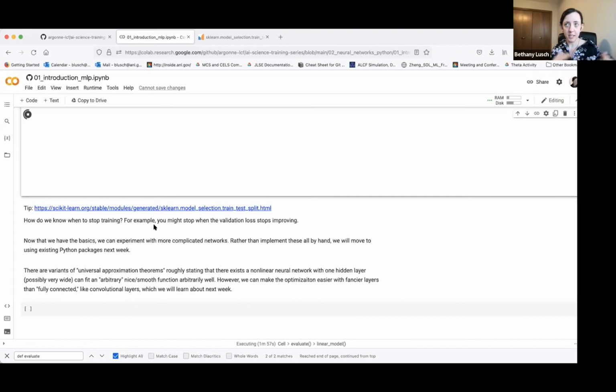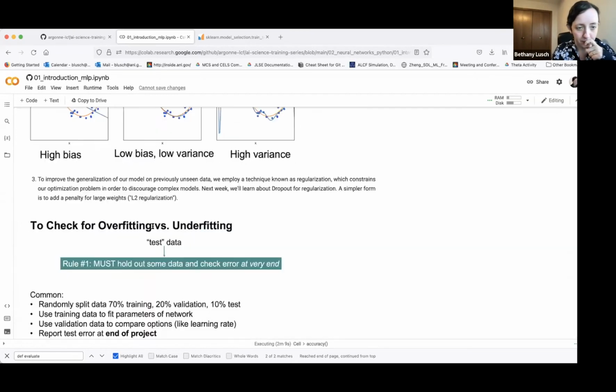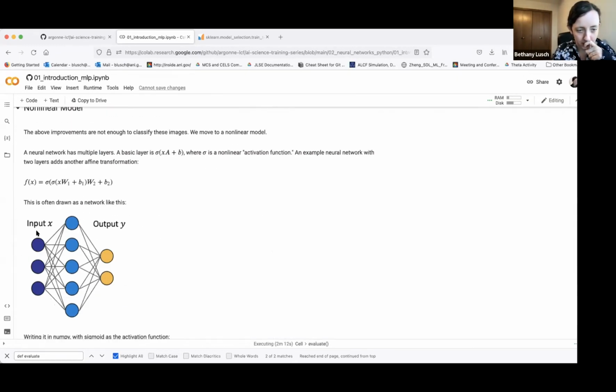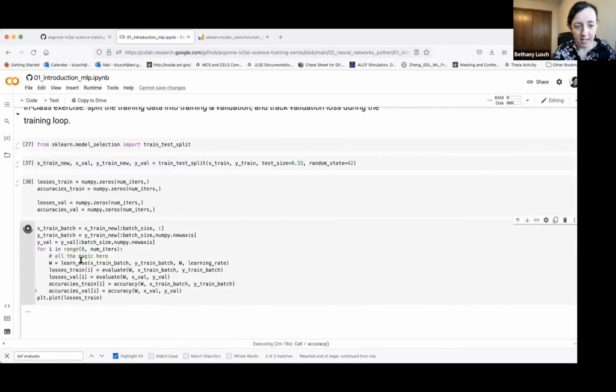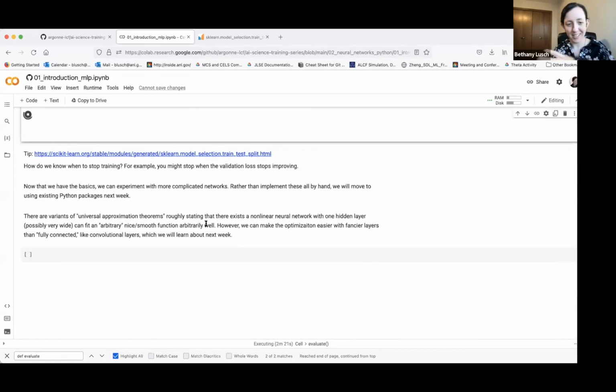Now there's various universal approximation theorems, and roughly glossing over the exact math, they say that a nonlinear neural network with just one hidden layer would be like my blue ones here. So this is sufficient. For any reasonably smooth data, there exists a neural network with one hidden layer that can fit that smooth function arbitrarily well. So technically only one hidden layer is needed, but it might have to be very wide.